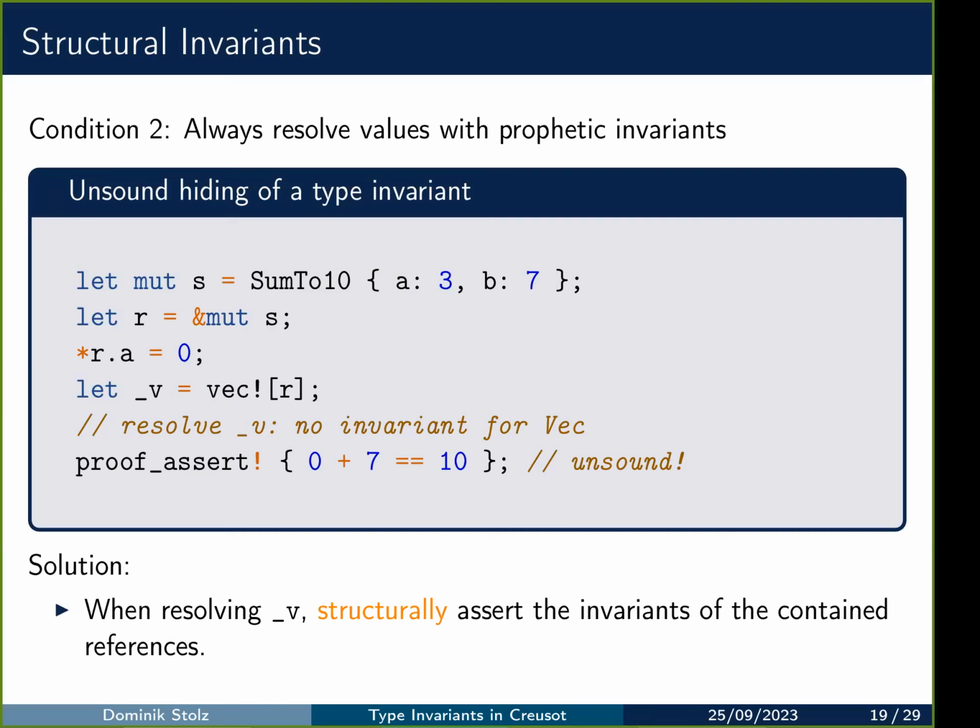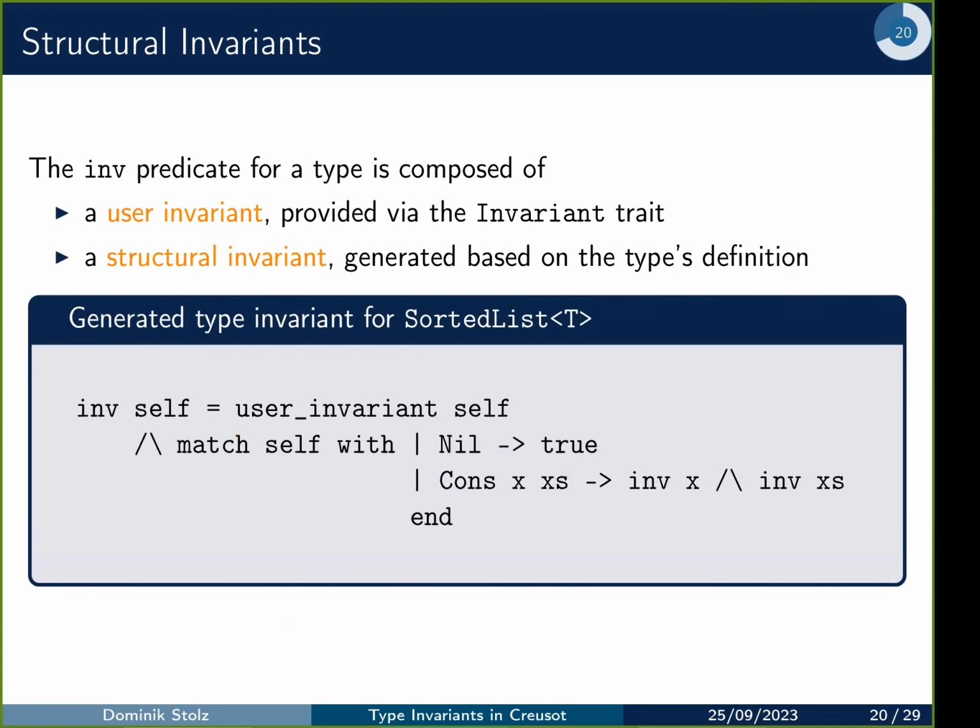And so we cannot rely on the user always giving the correct definition or implementation of the invariant trait, but we must automatically generate the right invariants for these types. And we do that by composing the invariant. So we have this inf symbol used earlier to describe the invariant of a value. And the inf predicate is actually composed of two parts: a user invariant, which is what the user declares by implementing the invariant trait, and a structural part, which is generated based on the type's definition. And the total inf symbol is just the conjunction of these two parts.